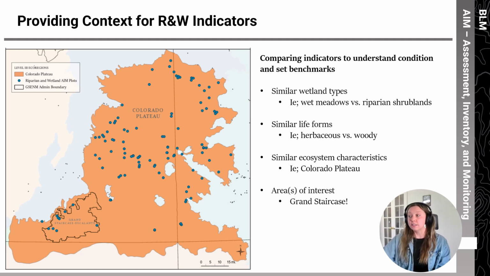All of this not only aids in understanding conditions, but helps in the development of setting benchmarks, which BLM can use to determine if they are meeting their land health standards.